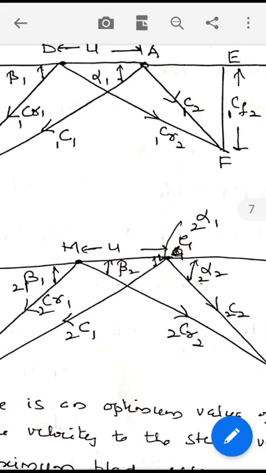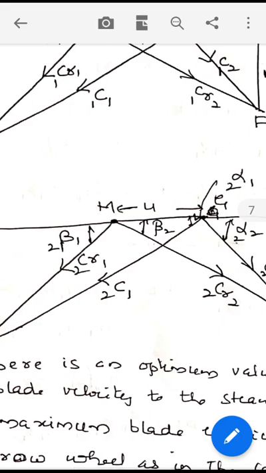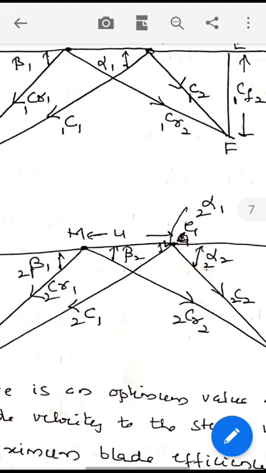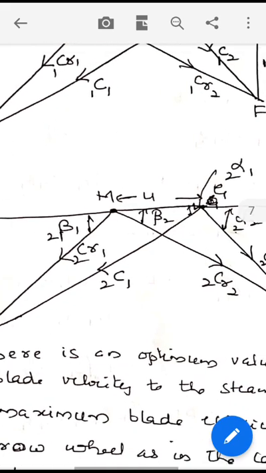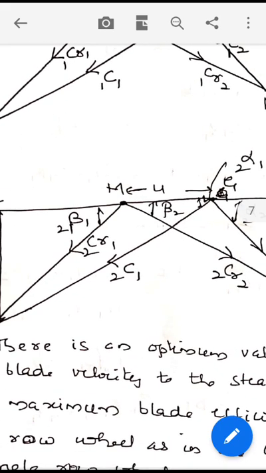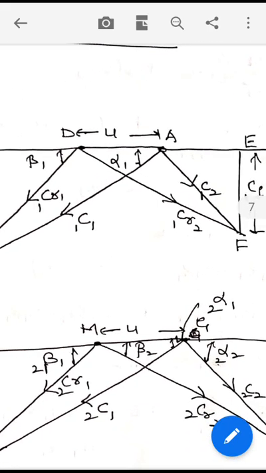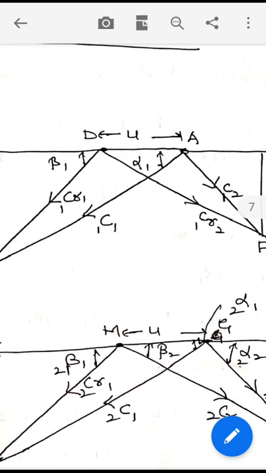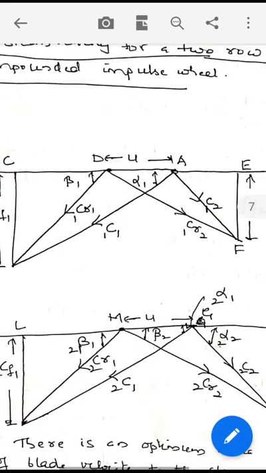Also, the angle with which the jet of steam leaves the first row, alpha 2, is equal to the angle with which the steam enters the second row, alpha 1. That is, alpha 2 for the first stage is equal to alpha 1 for the second stage. Now we will find the blade efficiency for the two-row velocity compounded impulse turbine. Velocity blade efficiency is given by 2u Cw by C1 square.